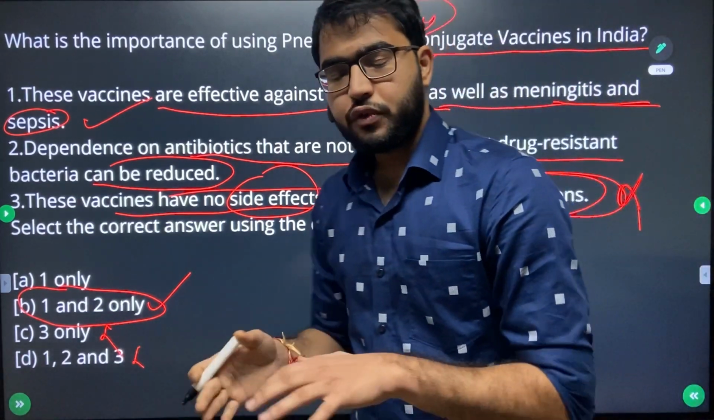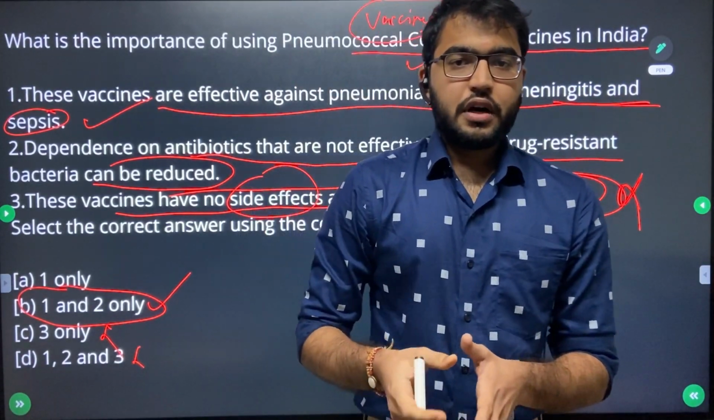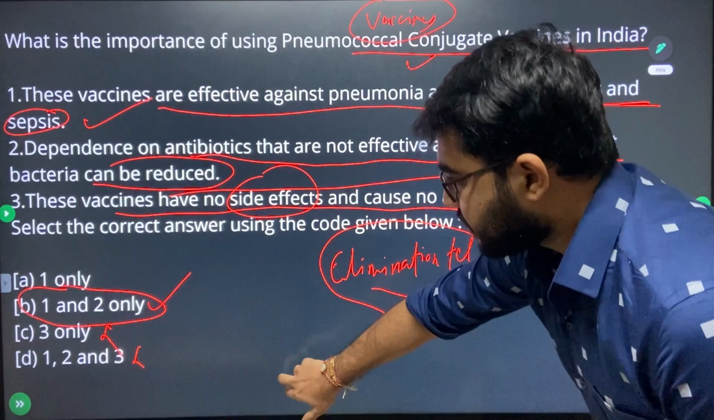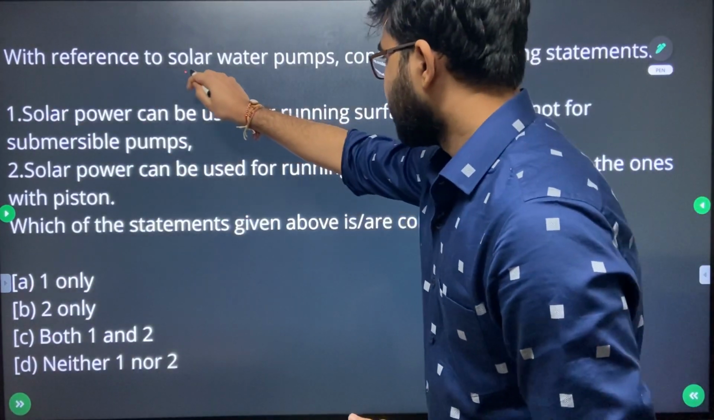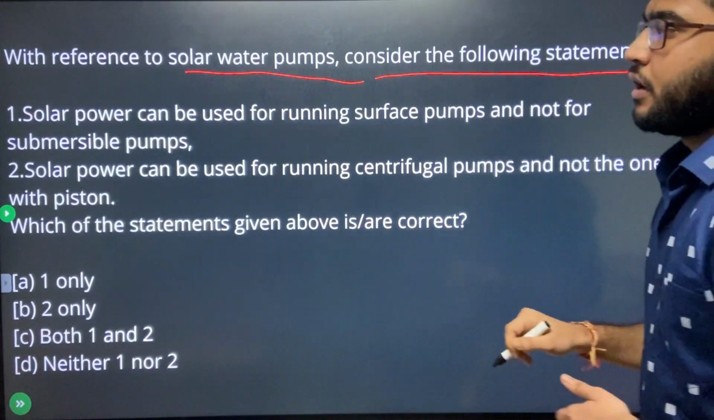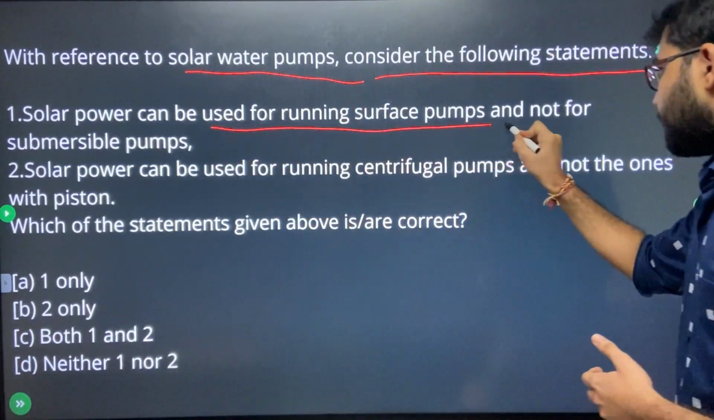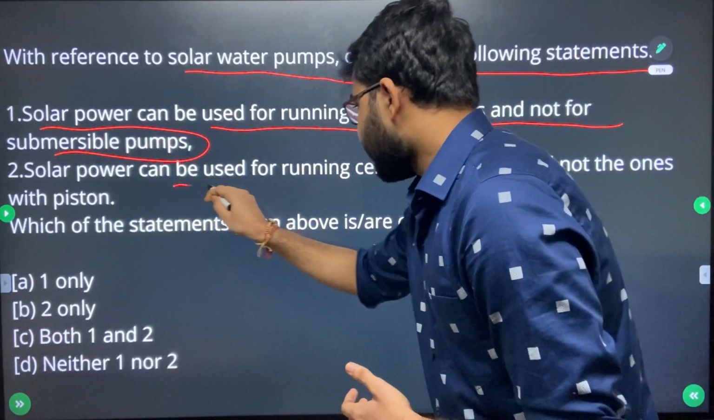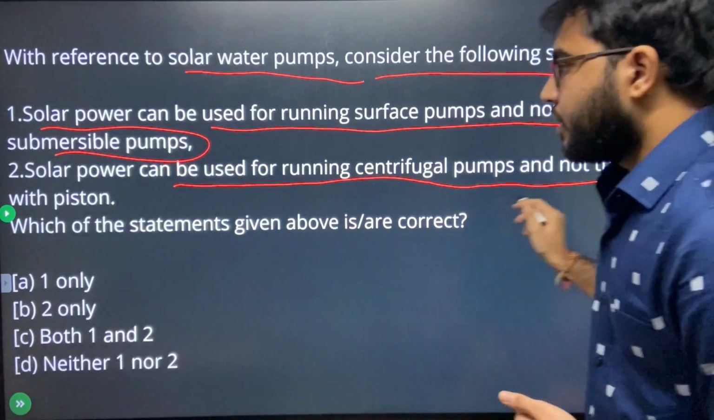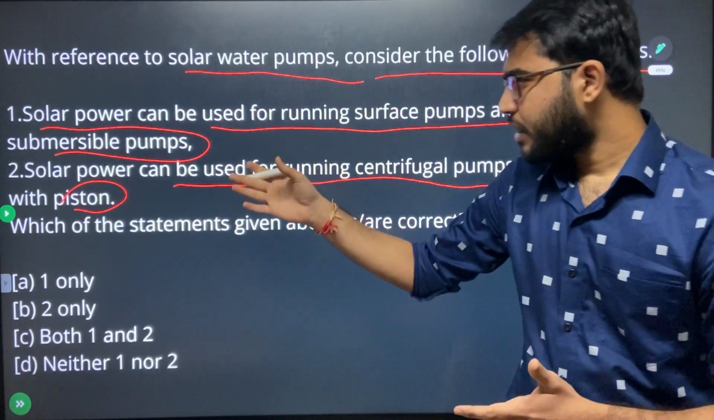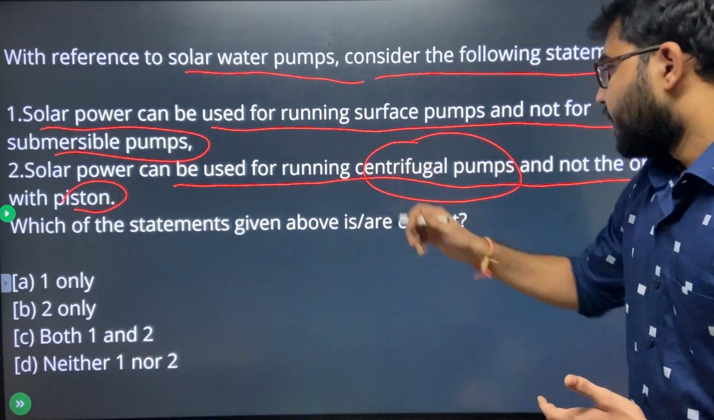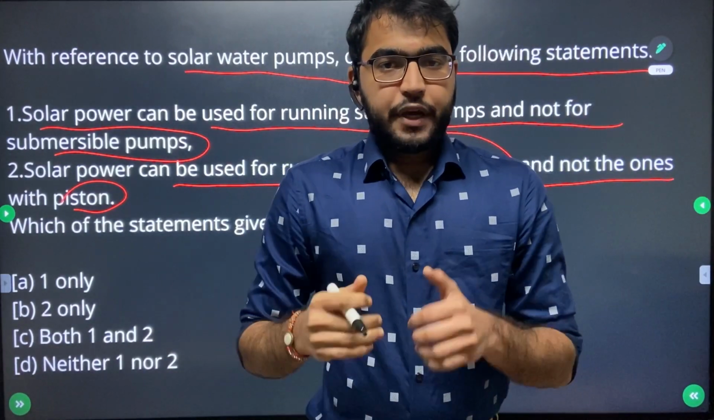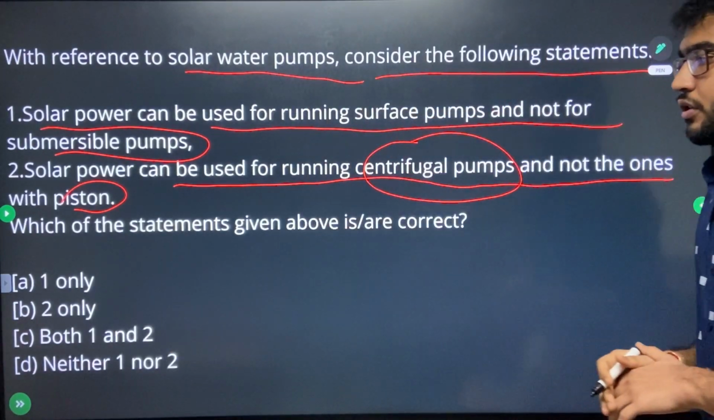So in the previous 4 questions we saw very general questions where the answer was D. Here you can easily solve by elimination. Now the next question, the 6th question. With reference to solar water pumps, consider the following statements. Solar power can be used for running surface pumps and not for submersible pumps. Solar power can be used for running centrifugal pumps and cannot be used with piston pumps. So again, if solar power can be used for the centrifugal pump, why can it not be used with the piston? Again, I told you we are at the peak of development and technological innovation. So this statement is wrong.